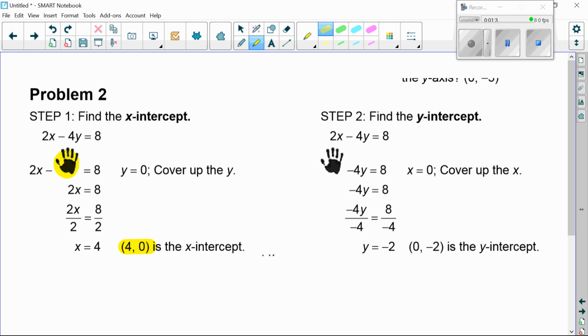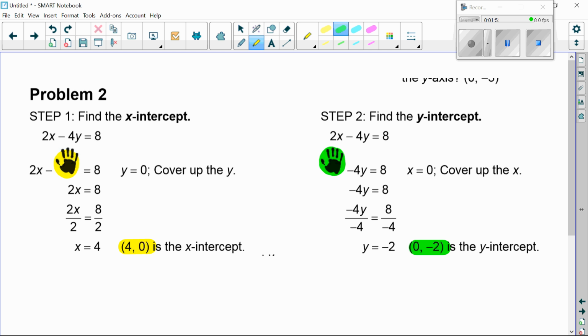So you got 4 comma 0. For the y-intercept, we're going to cover up the x. So we'll cover up the 2x here and just divide by negative 4 all the way through. So then y is equal to negative 2. So when x is 0, y is negative 2. So that's your y-intercept.